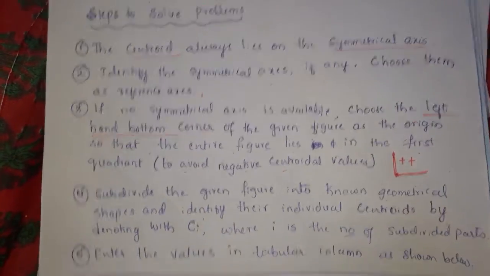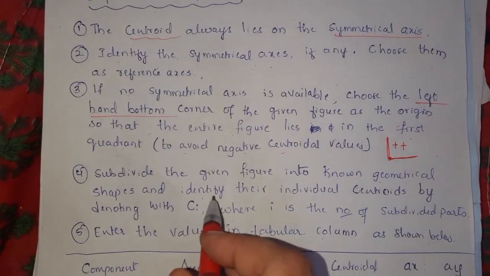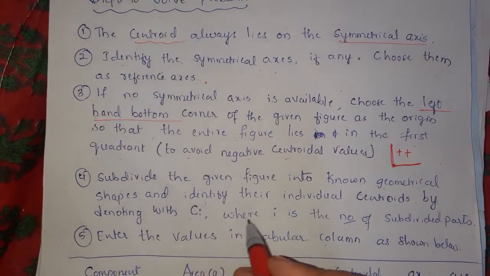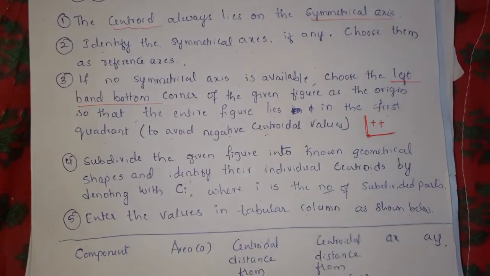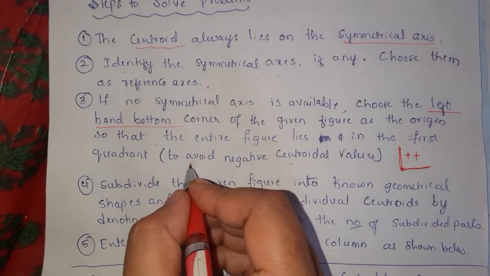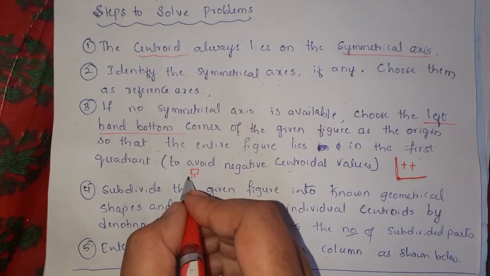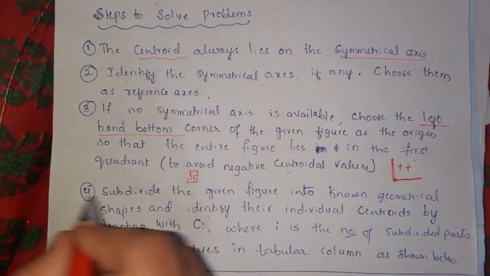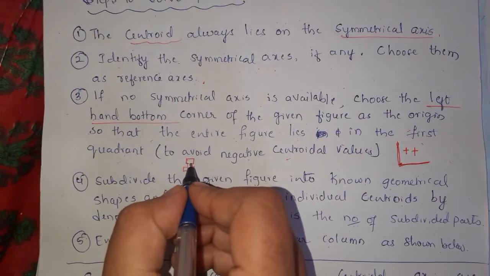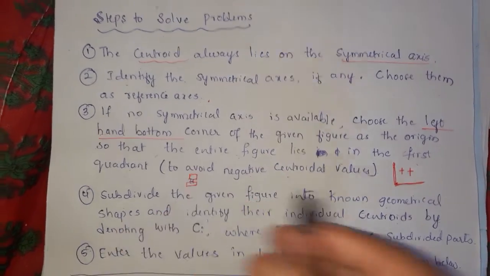Then subdivide the given figure into known geometrical shapes and identify their individual centroids by denoting them with Ci, where i is the number of the subdivided shape. For example, if an I section is given to you, you have to subdivide this I section into three rectangles. This is the first rectangle, this is the second rectangle, and this is the third rectangle.